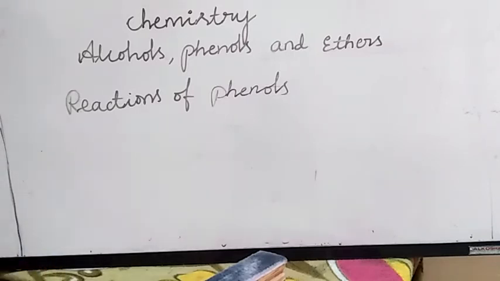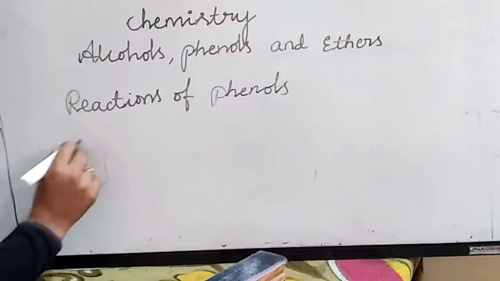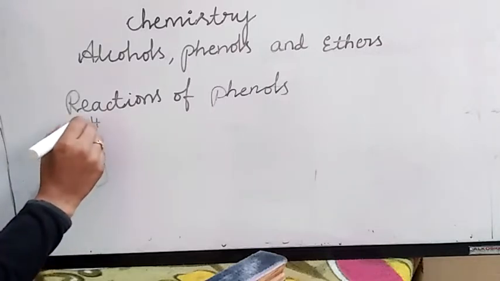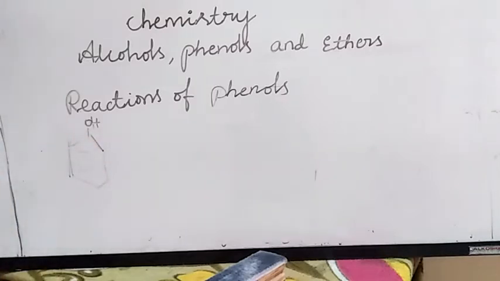How will they react? We know that the aromatic carbolic acid is nothing but a phenol, right? The phenol undergoes electrophilic aromatic substitution. In phenols, the reaction takes place on the aromatic ring. For benzene, the OH group is directly attached, so this is a phenol. The reactions that take place on the aromatic ring are electrophilic substitution reactions.